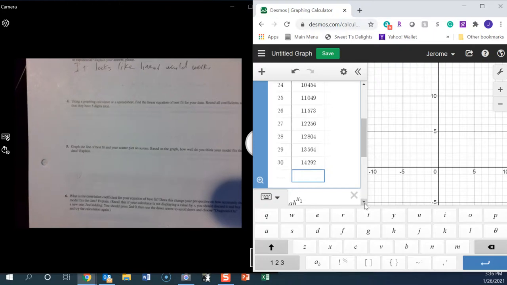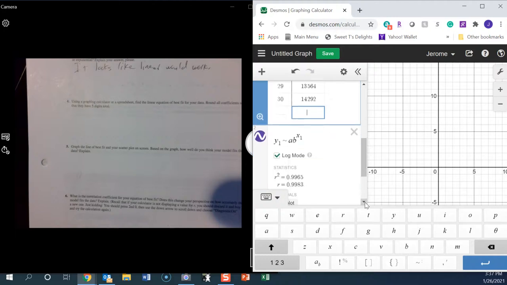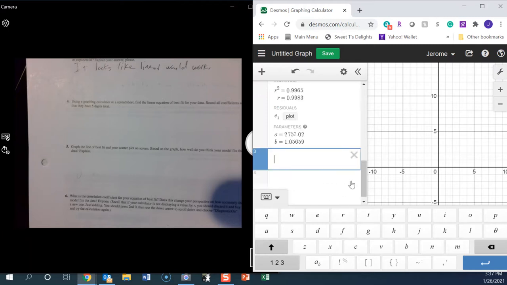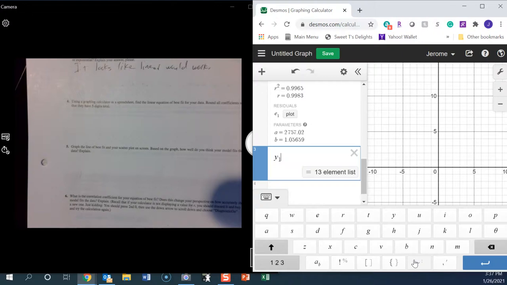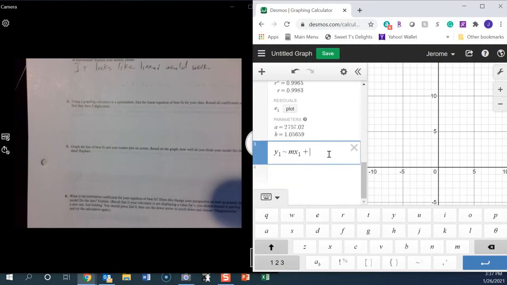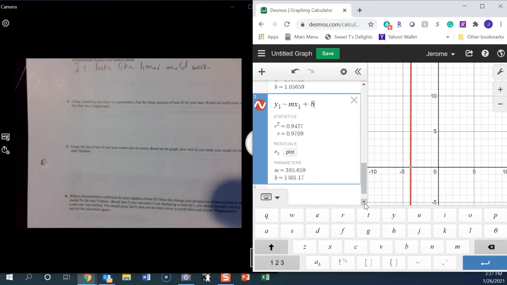Now, one thing I like about this, even though we're not looking for this right now, is that when we put these values into this chart here, the exponential equation automatically updates. That's why I didn't get rid of it. So let me put in a linear equation. All right, so we know we would put y sub 1, we need that tilde, mx1 plus b. Then we have down here our equation.